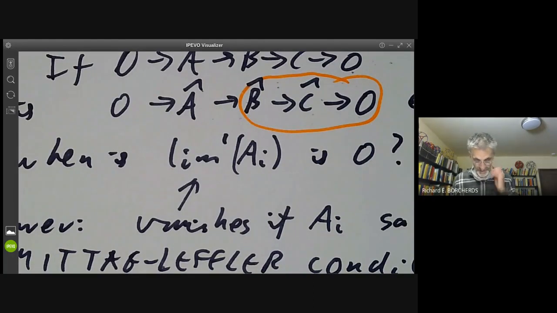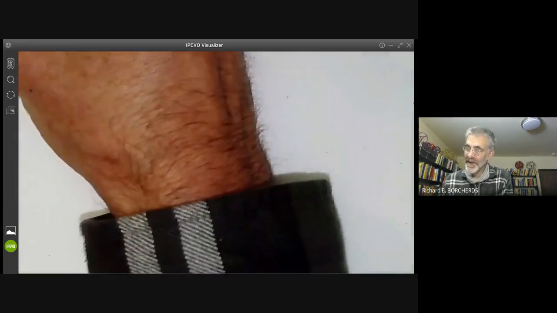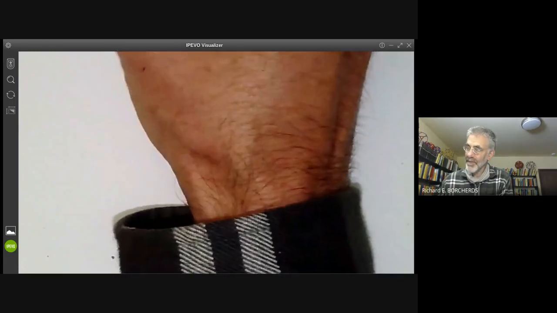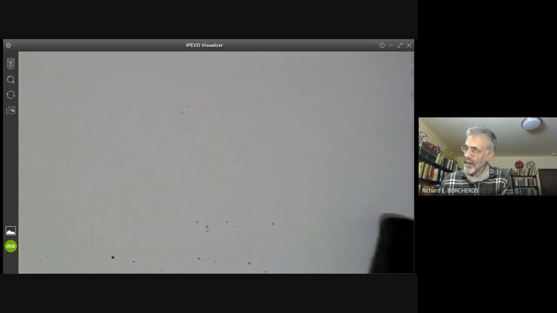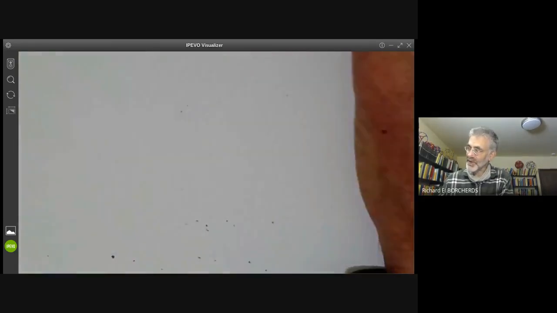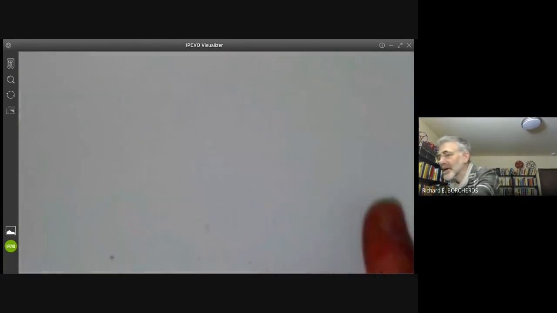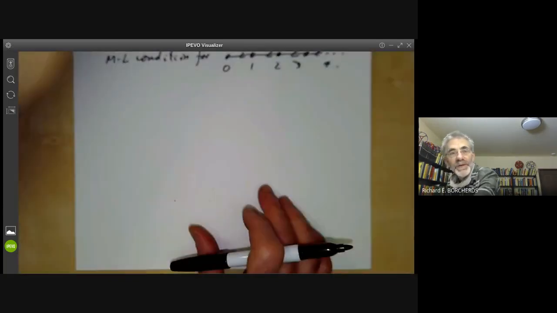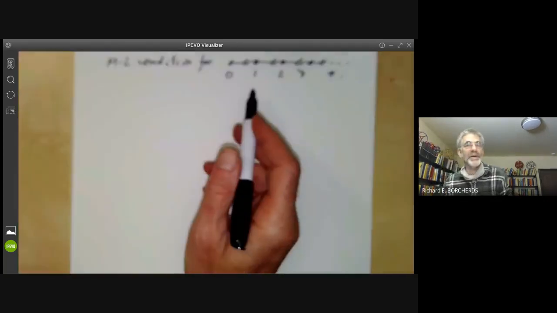So what is the Mittag-Leffler condition? You can state a Mittag-Leffler condition for arbitrary filtered or co-filtered sets, but we're just going to do it for taking a limit over this category where you've just got elements 1, 2, 3, 4 and so on. This is by far the most important case. It's what you need to take a limit over to construct completions. Sorry, I forgot to reduce the magnification so that you can see it. So we're just going to do the Mittag-Leffler condition for this case.